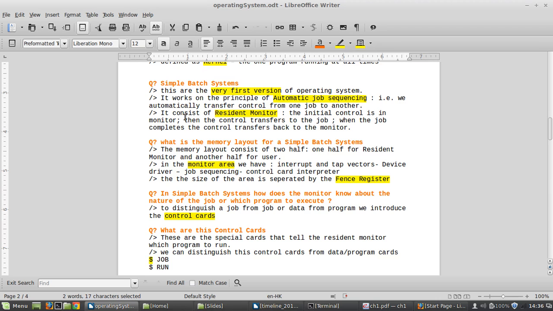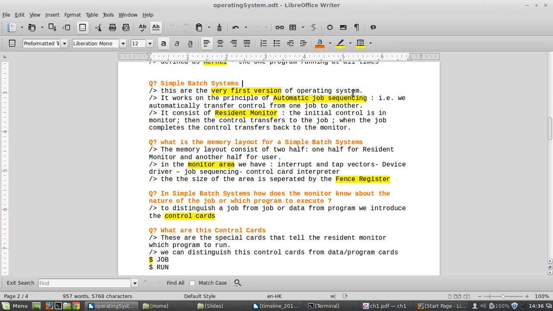Now let's jump to the second question. In the second question, we ask what the simple batch system is. This was one of the very first versions of operating systems. The current versions are very different from the previous ones, because all operating systems are developments of the earlier versions that were developed.